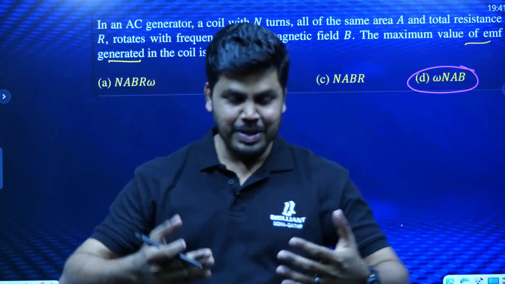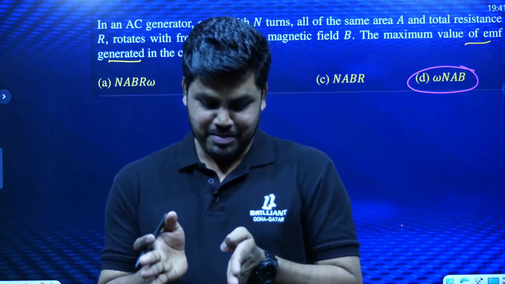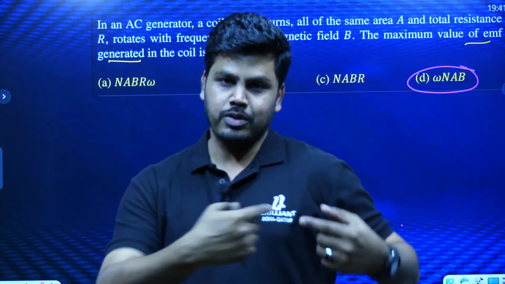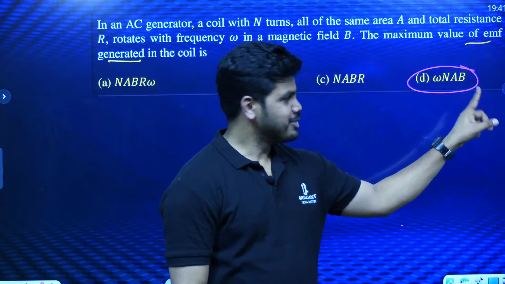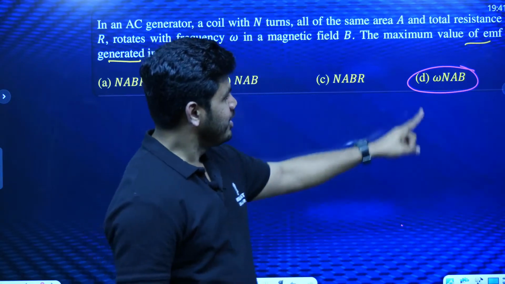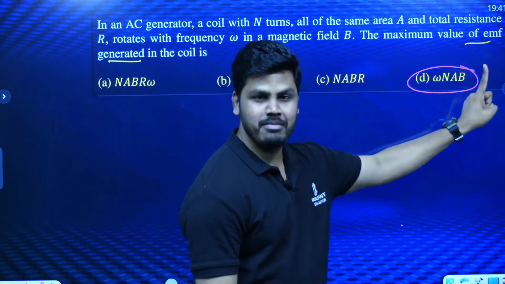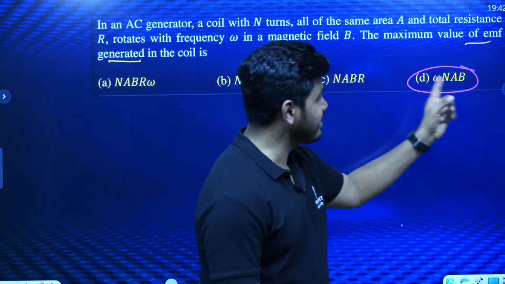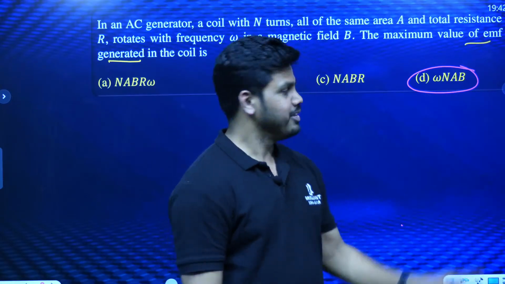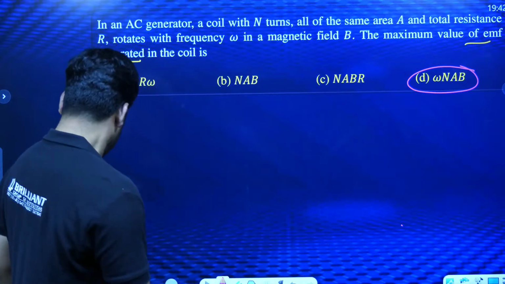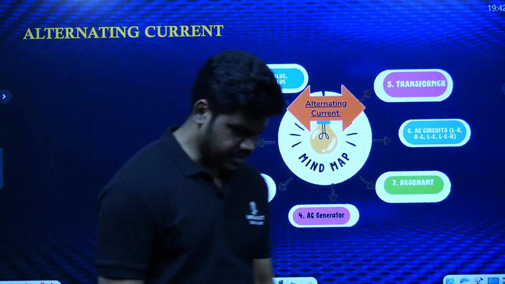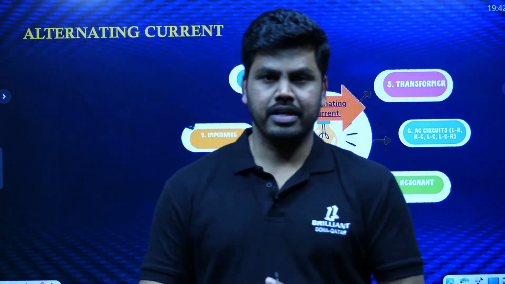Equations we usually learn in a particular order. I remember NBA omega. So when the omega is shifted to the other side, I'll be confused. That is how we confuse it with the equation. So whether it is omega NAB or NAB omega or N omega AB, whatever may be the order, choose the equation carefully because all of them seem identical. Right. Fine, those are some questions from electromagnetic induction.